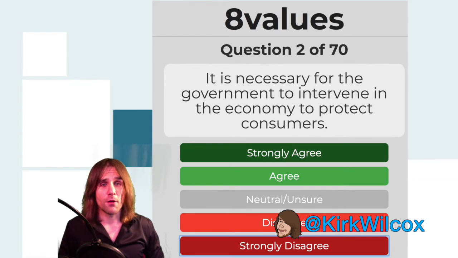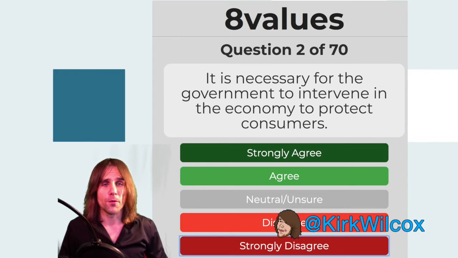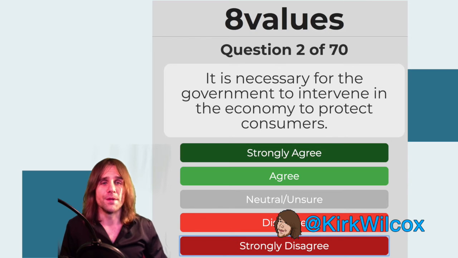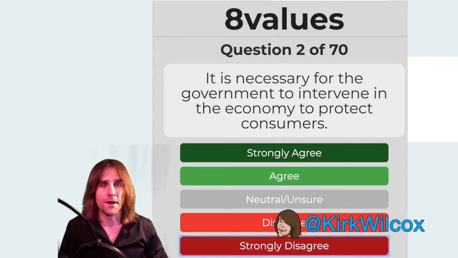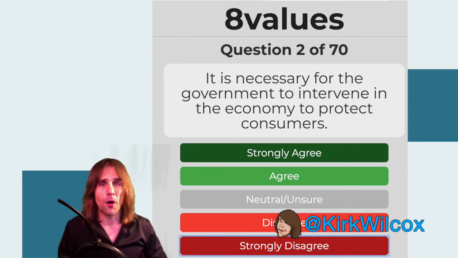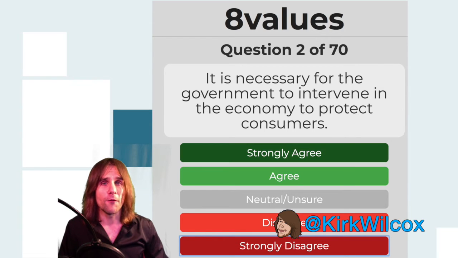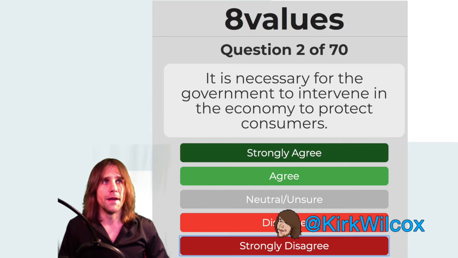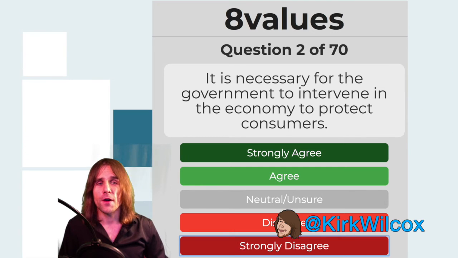It is necessary for the government to intervene in the economy to protect consumers. So this is a tough question because, yes, government does have a role in protecting consumers from things like fraud and theft and dishonest actors in the marketplace, but often government intervention entails things like a welfare state or things like net neutrality, improper regulations where it goes way too far. So I don't know what they mean by intervene in this question.